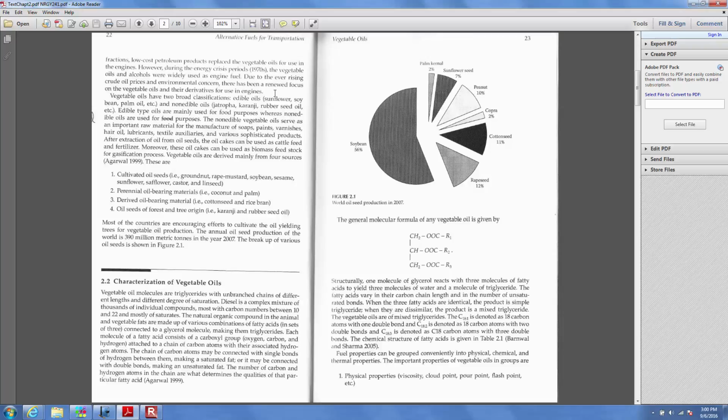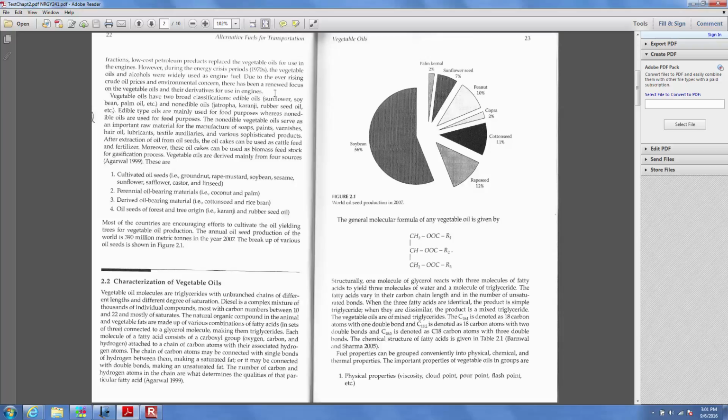And then there's the non-edible oils, rubber seed oil, castor oil. These are things you're not going to find in your kitchen. It's not edible, not usable for human consumption, but is used a lot for industrial purposes. They use it in soaps, paints, lubricants, all kinds of different products.